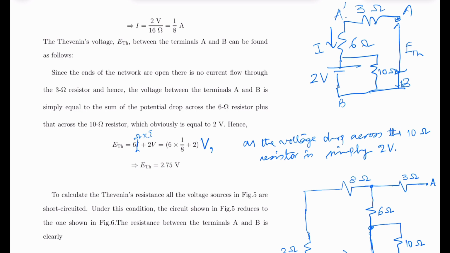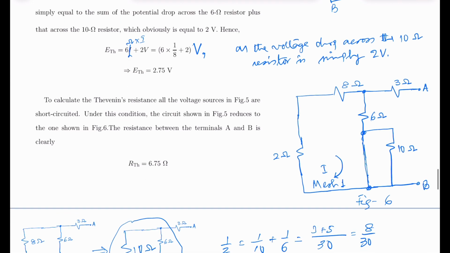Because I is equal to how much? I we have already calculated. This is 1 upon 8 ampere. So this is 6 into 1 by 8 ampere, which is 3 by 4 volt, plus 2 volt, and this is 2.75 volt.